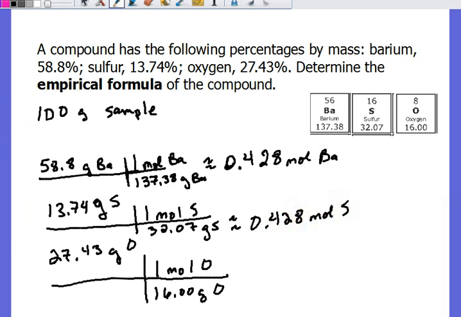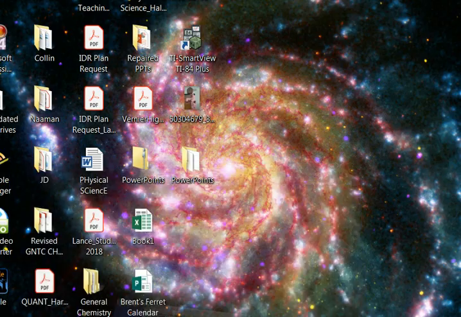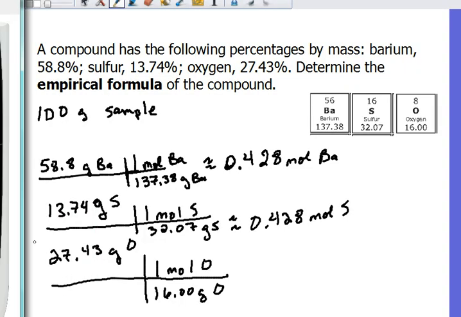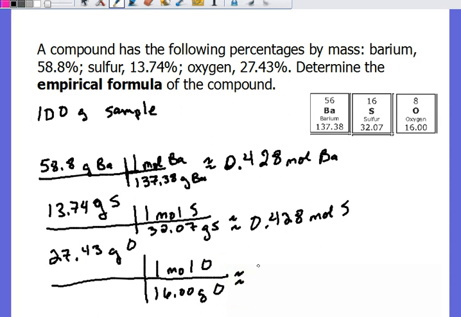And then I'm going to do the same thing for oxygen. I have 27.43 and divide that by 16, and I get approximately 1.71 moles of oxygen.